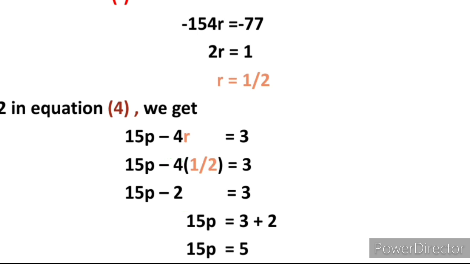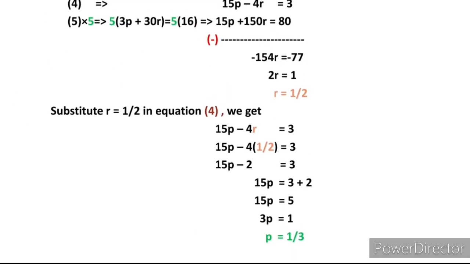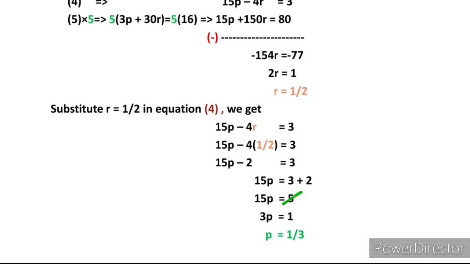So 15p as it is, then 3, transpose minus 2 to this side, what happens? This becomes plus 2, 3 plus 2 is 5. So simplify this, 5 ones are 5, 5 3s are 15. What is remaining? 3 into p, 3p is equal to 1. So we need p, put p as it is, transpose 3 to this side, what happens? 3 becomes a division, so p is equal to 1 by 3. We get the value for p as 1 by 3.